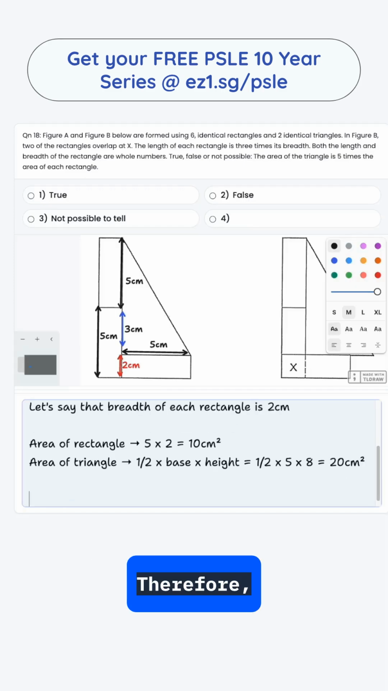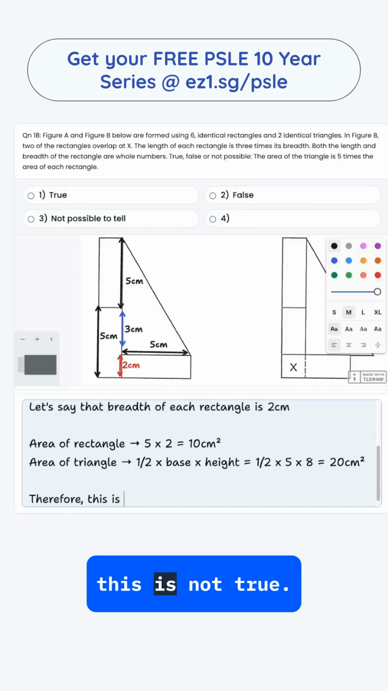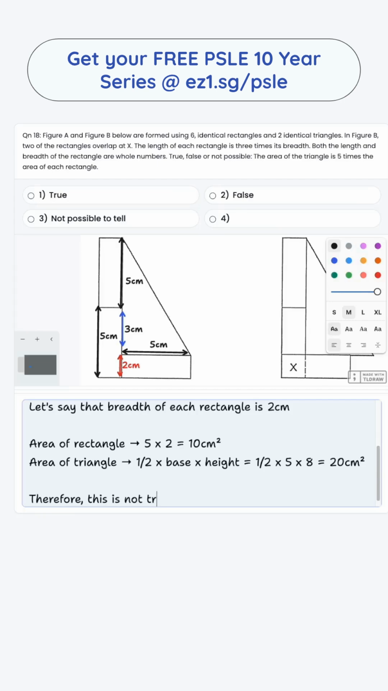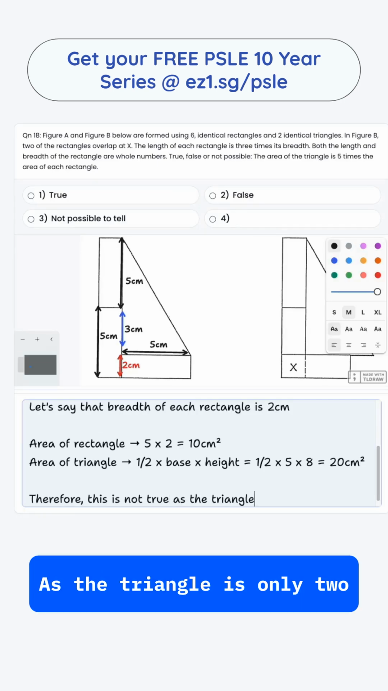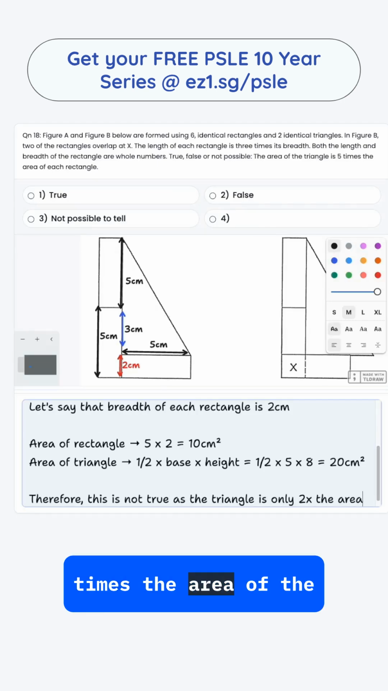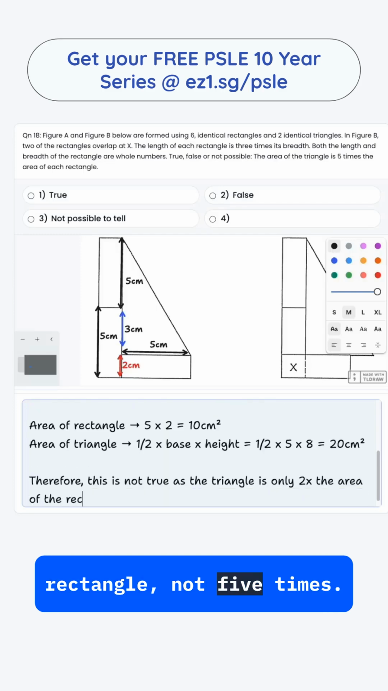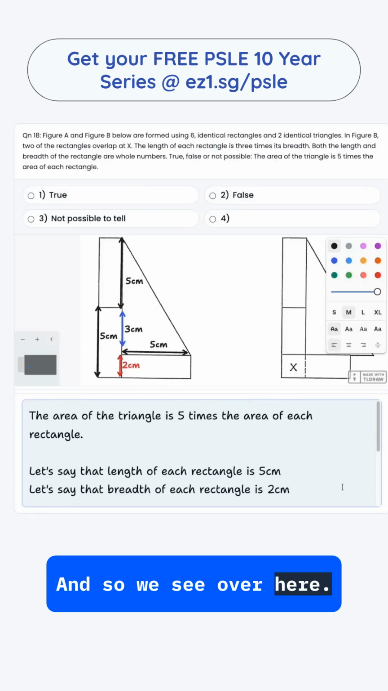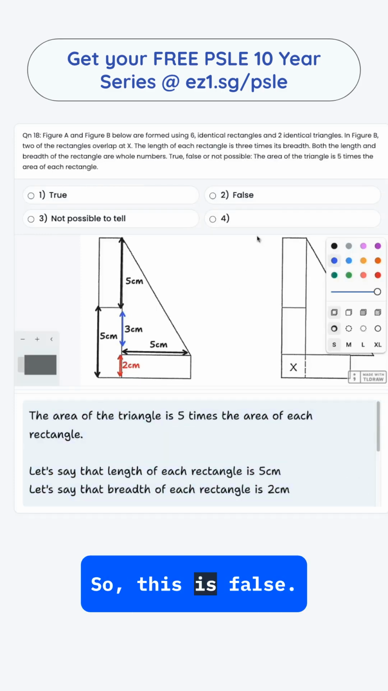Okay, therefore this is not true, as the triangle is only 2 times the area of the rectangle, not 5 times. That's what we see over here. Alright, so this is false.